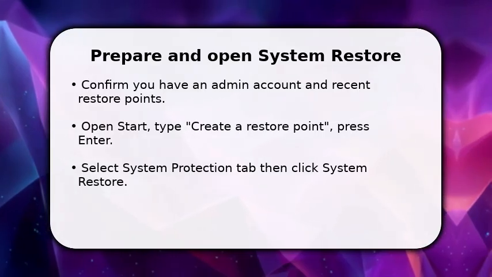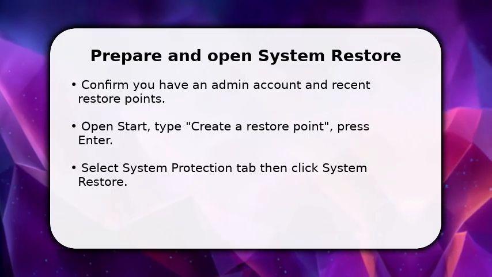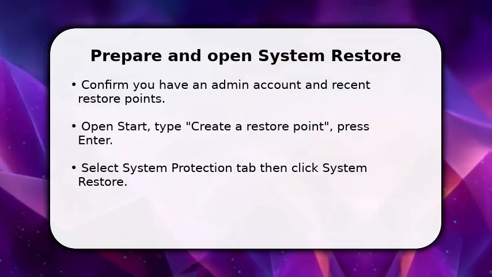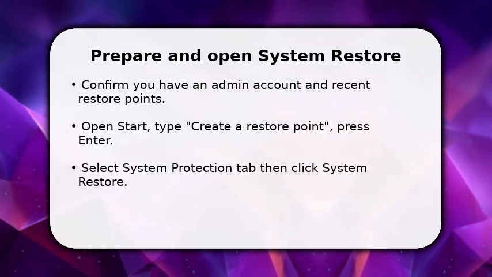Once ready, open Start and type "Create a restore point" to access system properties. This is faster than digging through settings. Make sure system protection is enabled for your system drive because restore needs that snapshot history.